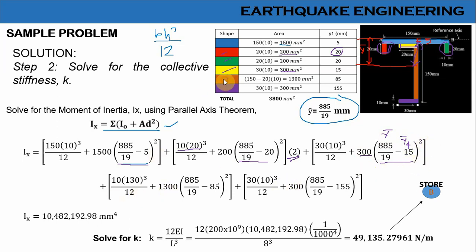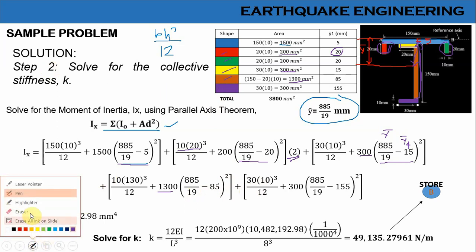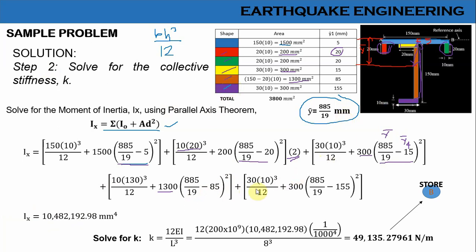Plus the brown. For the brown, this is 130, right? So the base is 10 and the height is 130, cubed over 12, plus 1,300, your area, times your d. So we have y bar minus y bar 5, so 885 over 19 minus 85 squared. Lastly, we have this violet here. We have 30 times 10 cubed over 12 plus 300, your area, times y bar minus y bar 6, squared.